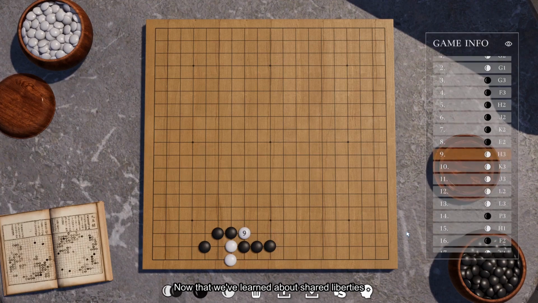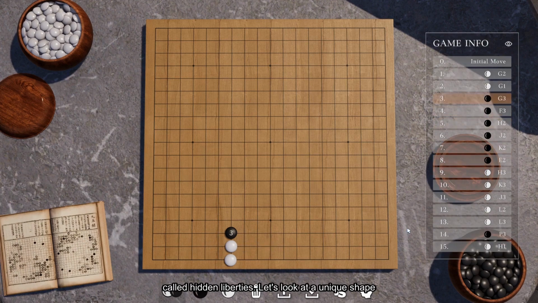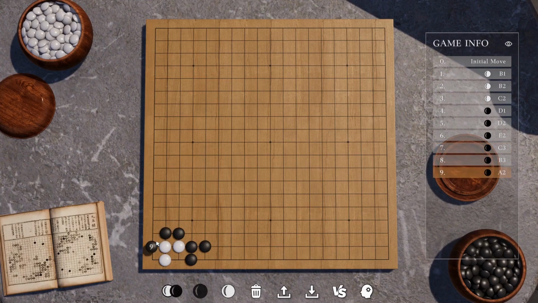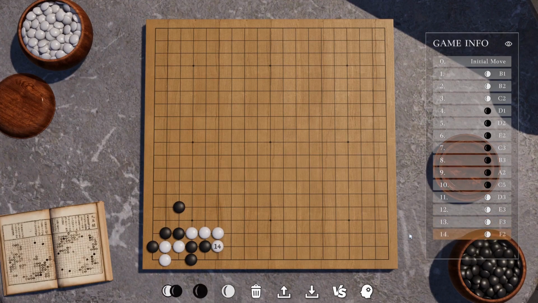Okay, now that we've learned about shared liberties, let's learn another concept of liberties, called hidden liberties. Let's look at a unique shape. Alright, let's look at this battle in the corner. First, identify the targets. These 3 white stones are in a battle with these 3 black stones.